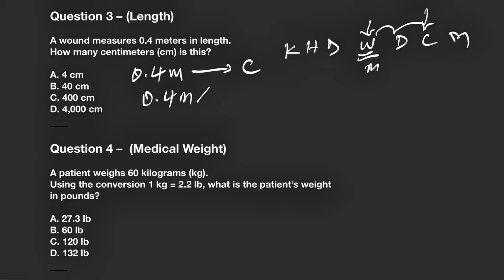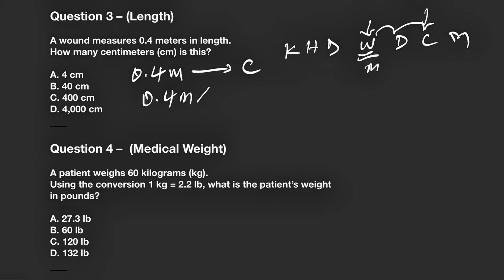Question 4. A patient weighs 60 kilograms. Using the conversion, this is how the TEAS exam is going to look like: 1 kilogram is equal to 2.2 pounds. What is the patient's weight? So we have 60 kilograms, and each kilogram is 2.2 lb. So this is equal to 60 times 2.2 lb, which is equal to 132 lb. So it's going to be D.